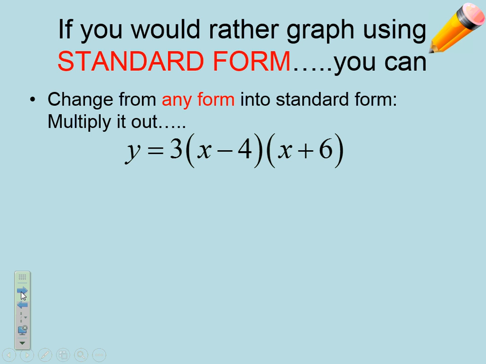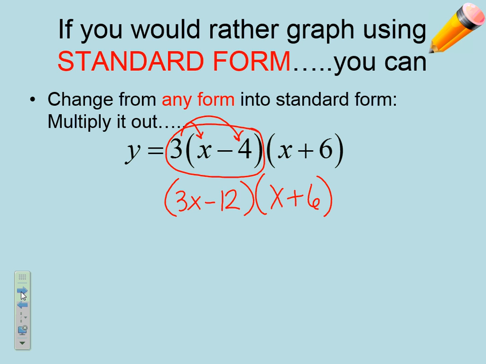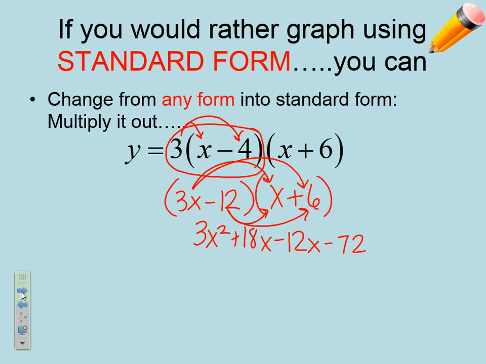This one says y equals 3 times (x minus 4) times (x plus 6). How would we multiply this out? Well, we'd probably start by taking 3 times the x minus 4 first. That's 3x minus 12. And then we drop that answer down next to the x plus 6 and distribute again. 3x squared plus 18x minus 12x, 12 times 6 is 72, -72. And then we go ahead and combine like terms. 3x squared plus 6x minus 72. Drop down the y.